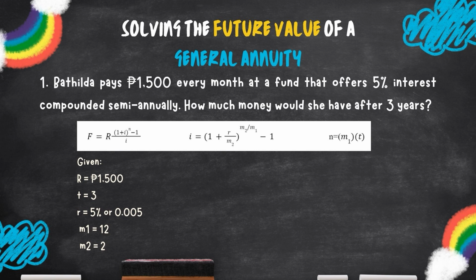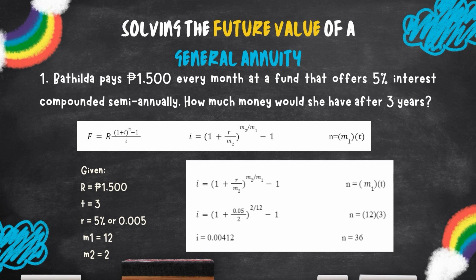Now, m sub 1. So m sub 1 is the conversion period of how often the amount is paid. Here, the amount is paid every month, so that means it's 12. And m sub 2 refers to how often the interest is compounded. It says semi-annually, so it means it's 2. So m sub 1 is how often the amount is paid, and m sub 2 is how often the interest is compounded.